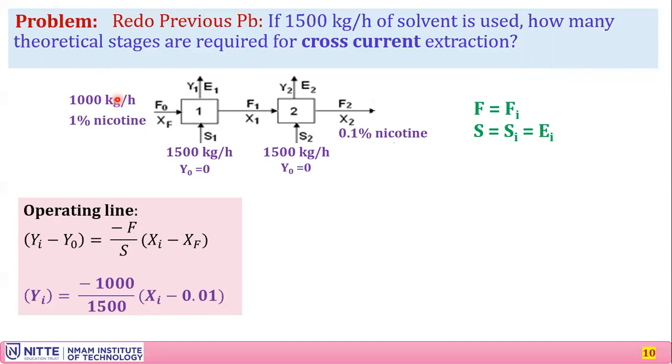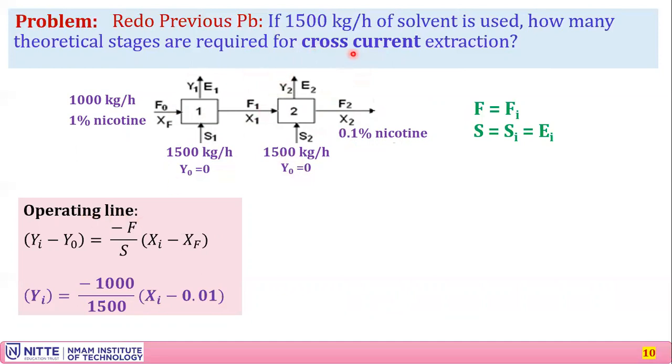Now the quantities that are given, we have written: 1000 kg per hour, 1% nicotine, and 0.1% nicotine is the final concentration. Remember, it's the final concentration, not for stage 1, but final at the end of the stages. This is not a two stage operation, it is multi-stage. I don't know the number of stages, so that is why I've taken only two as a representative case. There can be many stages, so I've taken cross current operation. For each stage 1500 kg per hour of solvent is fed.